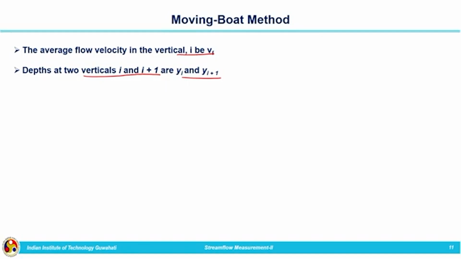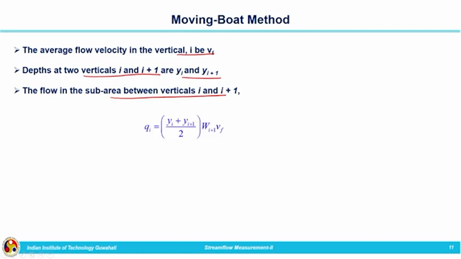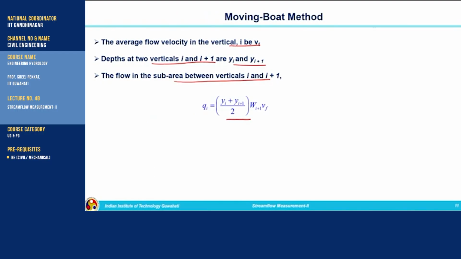So by knowing the depth and the velocity and also knowing the width, we can calculate the flow through each segment. So we can get the flow in the subarea between the i and i plus 1 verticals as Qi equal to (yi plus yi plus 1) by 2 multiplied by Wi plus 1 into Vf. Here we are considering each subarea as a rectangular subarea, and at the end points it may have to be considered as triangular. So we may have to calculate the dimensions accordingly.